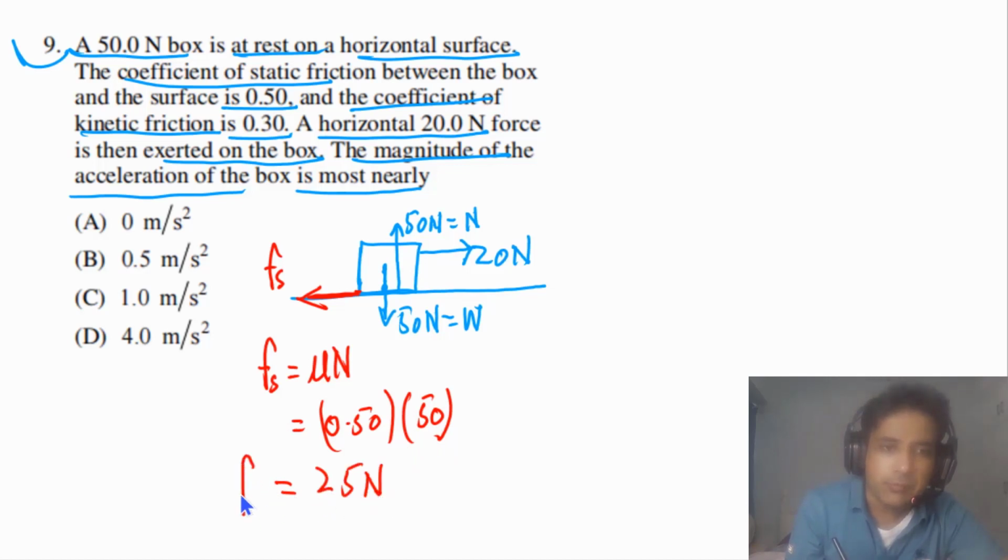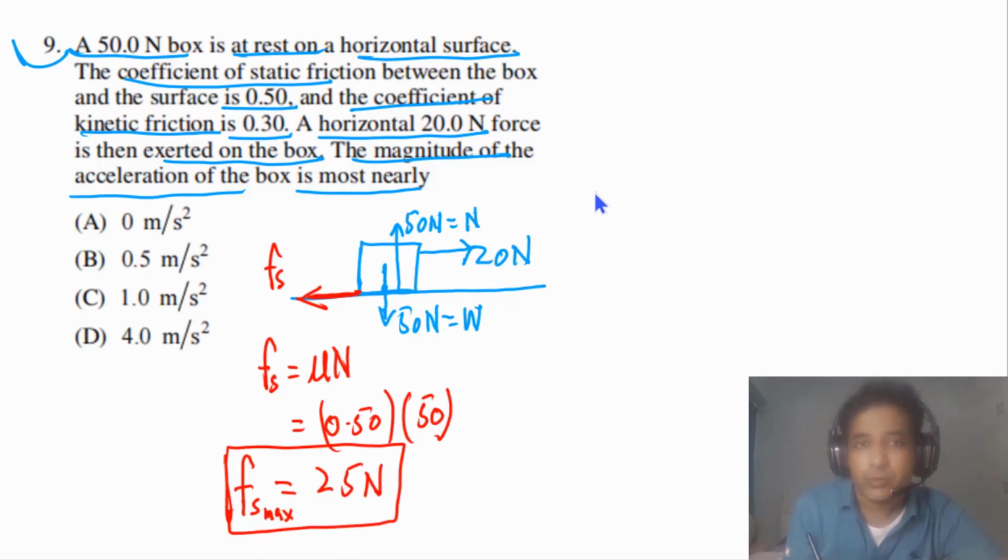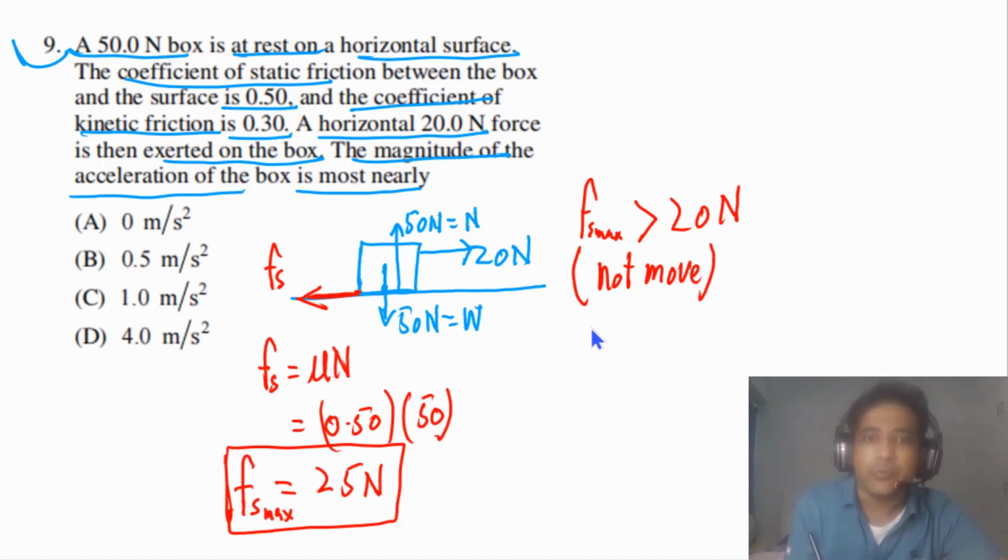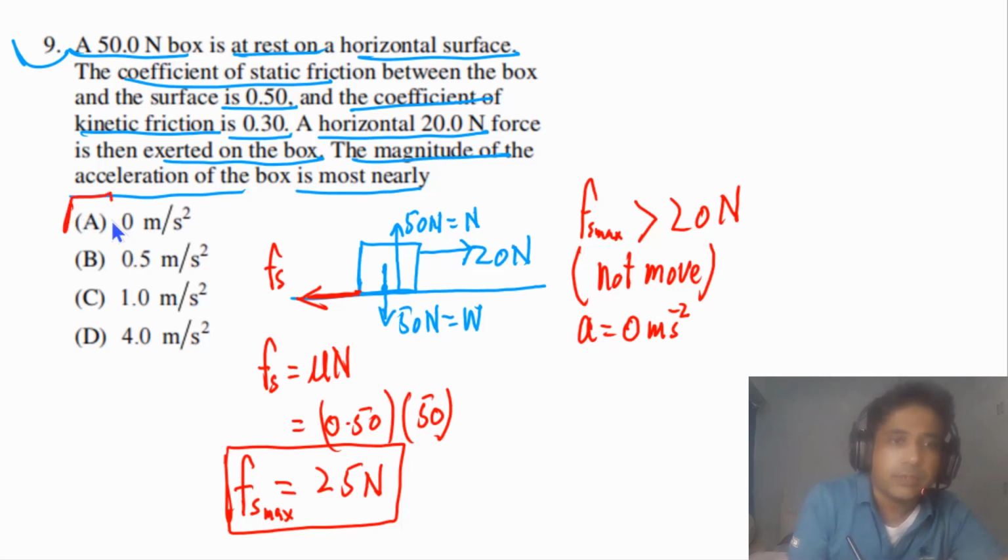So the maximum value of static friction in this case is equal to 25 newtons, and 25 newtons is greater than 20. So it simply means that as Fs maximum is greater than 20 newtons, the block will not move. The block will stay at rest. As the block will not move in this case, the acceleration of the block will be equal to 0 meters per second squared. So the answer for this question has to be A.